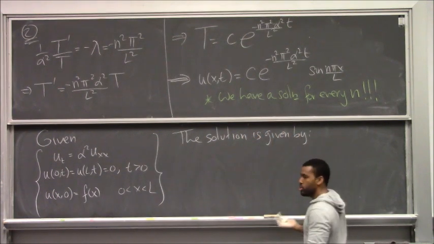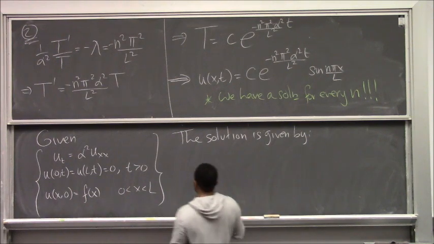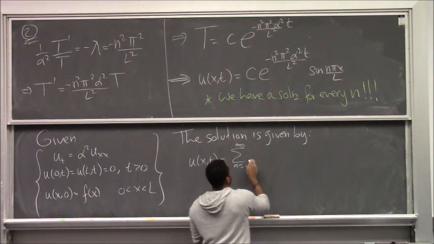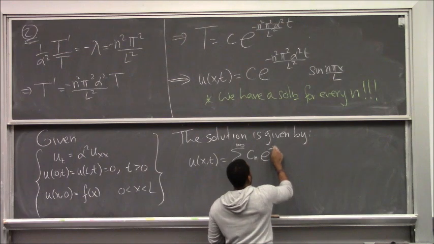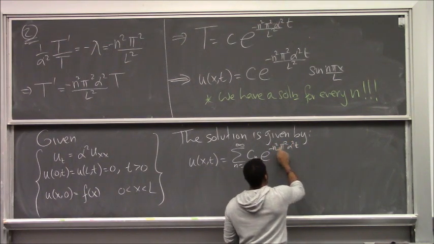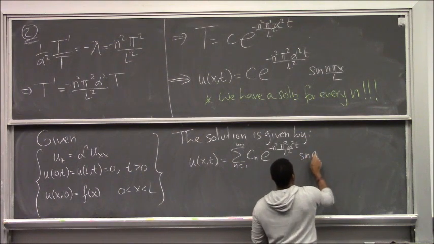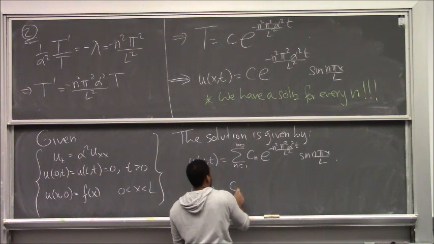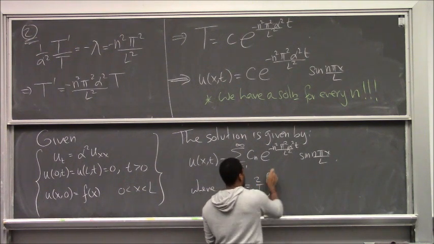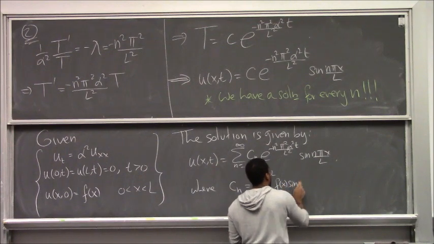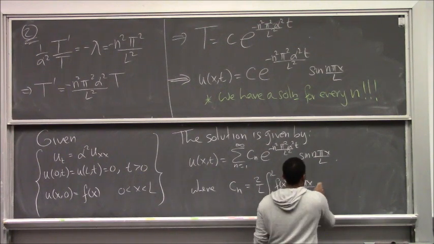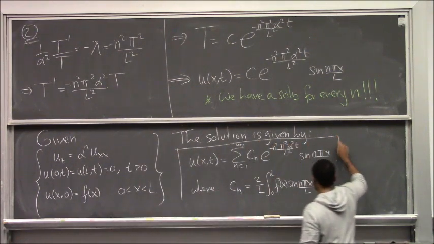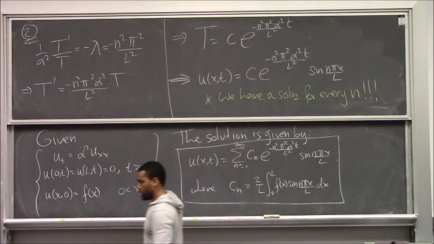And from now on, you don't derive this, you just know this is the answer. u(x,t) is going to be given by the series of C_n times e to the minus n squared pi squared alpha squared t over L squared, times sine of n pi x over L, where your C_n is 2 over L integrated from 0 to L of f(x) sine n pi x over L. That's how to solve the heat equation.